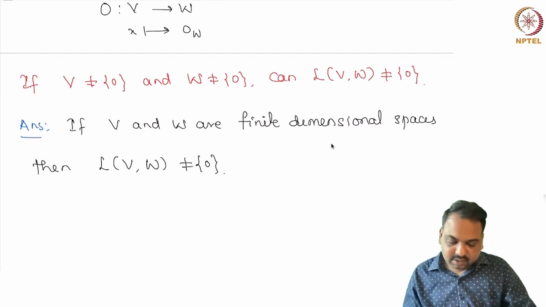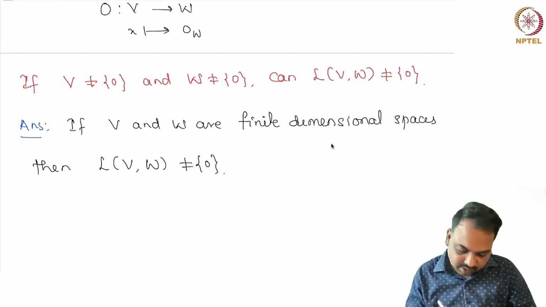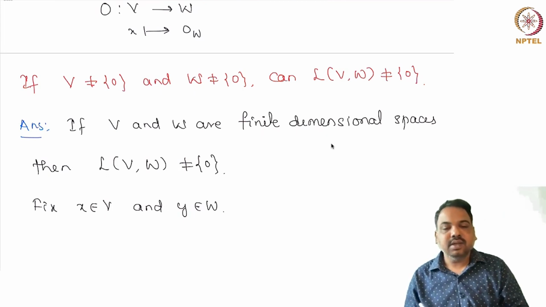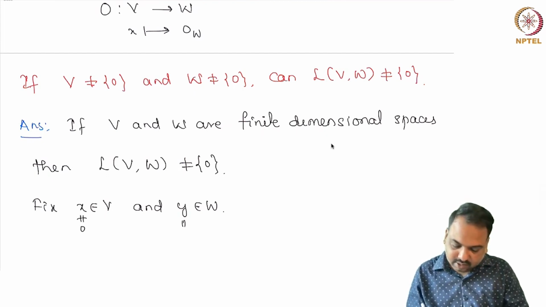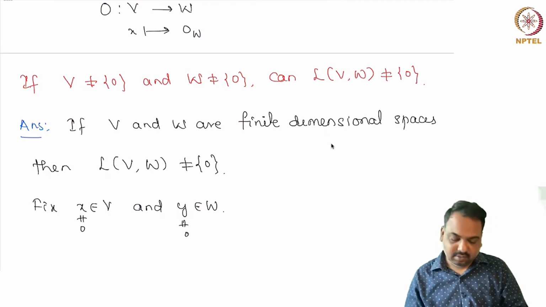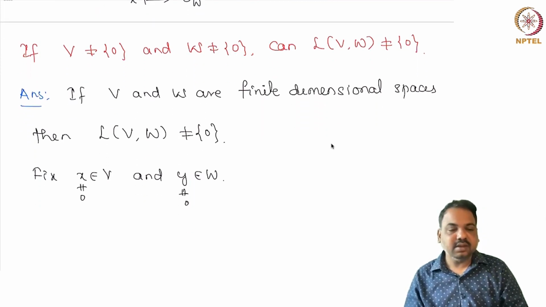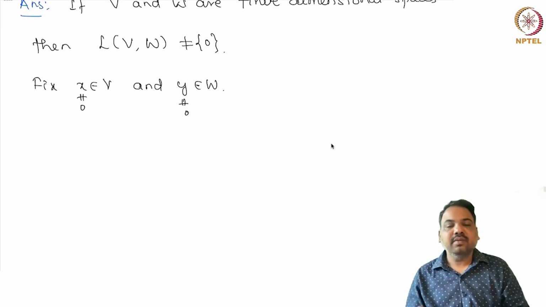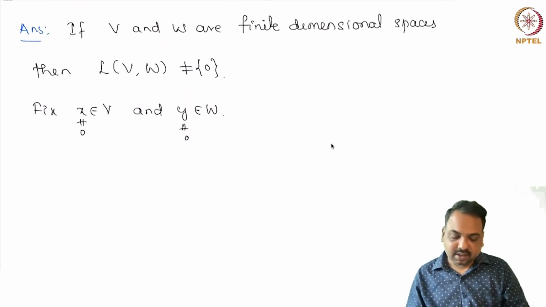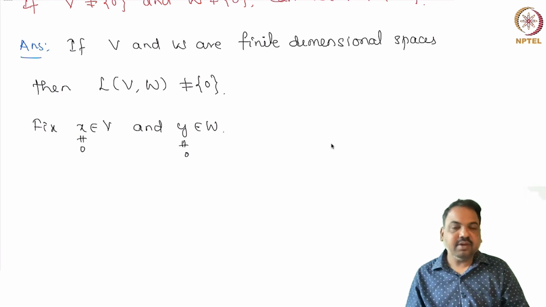since V is non-zero, we can fix a vector x in V and y in W. Let us take x to be non-zero and y also non-zero. Now get a basis of V which contains x as one of the basis elements. Similarly, get a basis for W which contains y as one of the elements. Then you define a map which sends basis elements to basis elements, and you can check that that is a linear map. So in that way we can actually get a non-trivial, or non-zero, linear map from V to W.